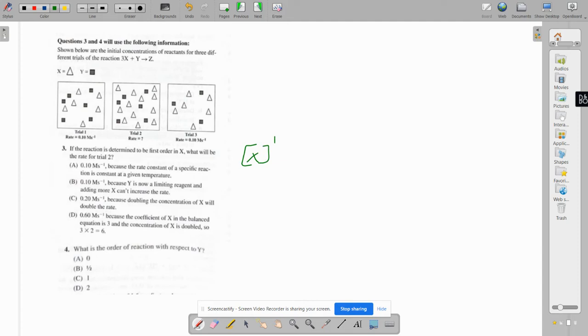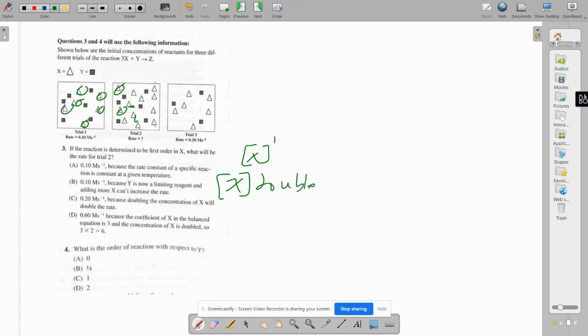Well, let's see. What's going on from trial 1 to trial 2? X is the triangles. We have 1, 2, 3, 4, 5, 6 of them. And over here, it looks like we have 1, 2, 3, 4, 5, 6, 7, 8, 9, 10, 11, 12. So we basically doubled the concentration of the triangles, the X, okay? So we could say the concentration of X doubles.